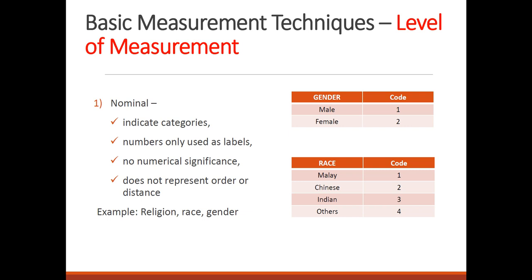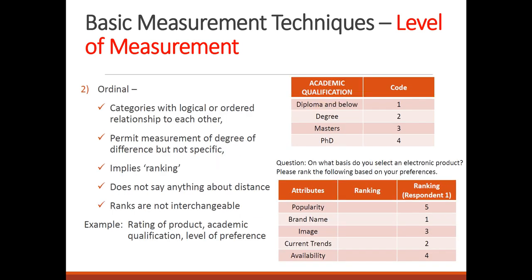Okay, this is nominal. So next, this is ordinal. For ordinal, this is still a category, but the categories can be leveled. You can arrange them. That's why it's called ordinal. It comes from the word order. So for example, academic qualification: you can have diploma and below, degree, masters, PhD. So you can give a code.